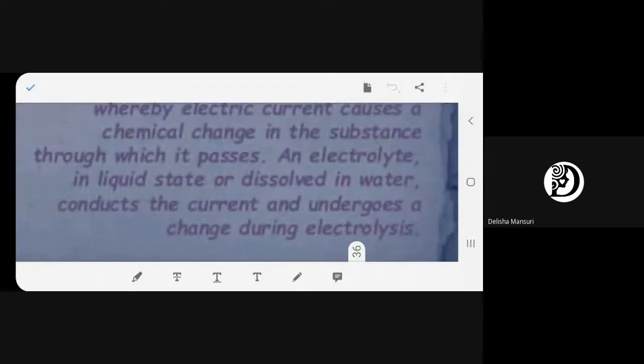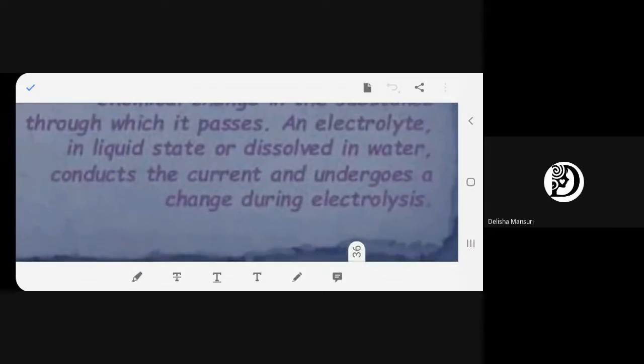Then, an electrolyte in liquid state or dissolved in water conducts the current and undergoes a change during electrolysis. Please read properly. Conducts the charge. It's not charge. It is current. Conducts the current and undergoes a change during electrolysis.